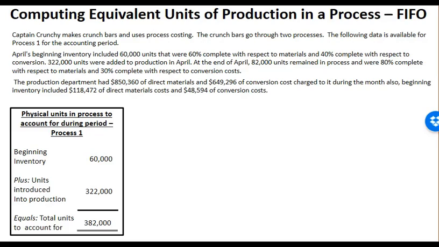Now, if you take a look at this first schedule here, this was one of the first schedules that we completed several slides ago. We had our beginning inventory of 60,000, and this comes from our Captain Crunchy example. We know we placed 322,000 units into production, and that means for the month we have to account for total production of 382,000 units.